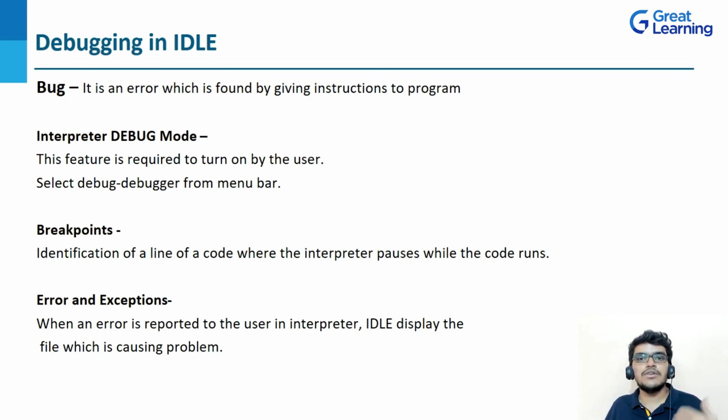So now coming to the breakpoints, a breakpoint is basically an identification of a line of code where the interpreter pauses while the code runs, right? So now coming to the errors and exceptions. Whenever an error is reported to the user in the interpreter, ideally it displays the file which is causing the problem, right? So basically this is the basic idea about debugging, where we are finding the error which is causing the problem. Now let's see it in Python IDLE.